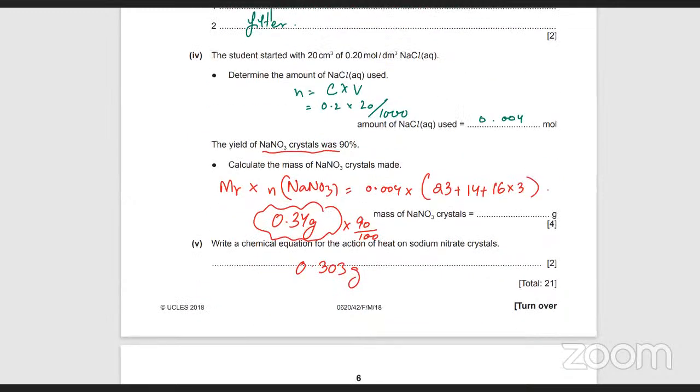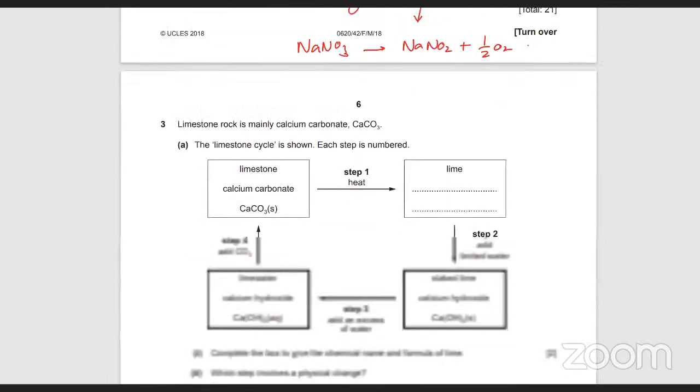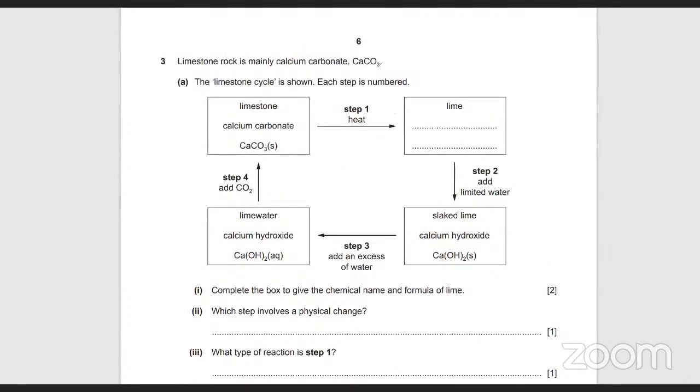अच्छा, heat on sodium nitrate crystals. Sodium nitrate, group 1 nitrates, how do they decompose? So they would decompose to form a nitrite and an oxygen gas molecule, ठीक है? फिर ये कोई लाइमस्टोन साइकिल है. कैल्शियम कार्बोनेट को जब हीट करते हो, it decomposes to form calcium oxide and carbon dioxide, which involves a physical change. मेरे ख्याल से ये physical change, क्योंकि solid turns into aqueous. That's step number 3. What type of reaction is reaction 1? That's decomposition.